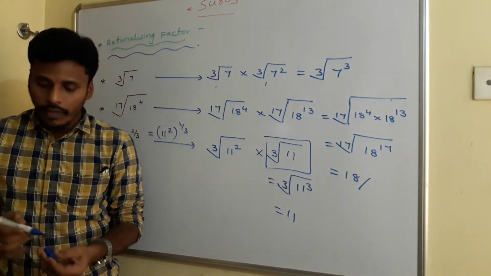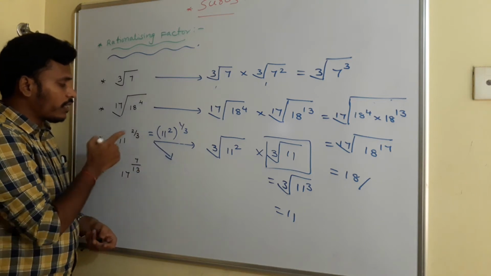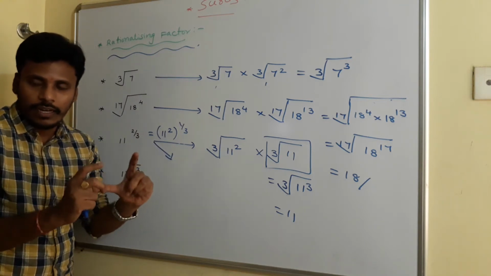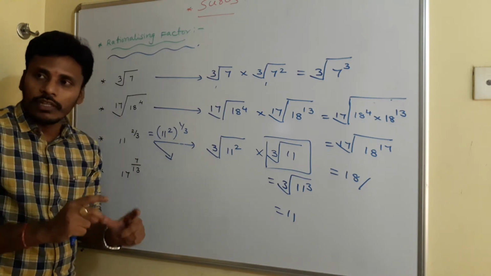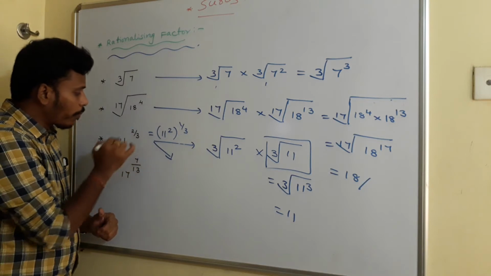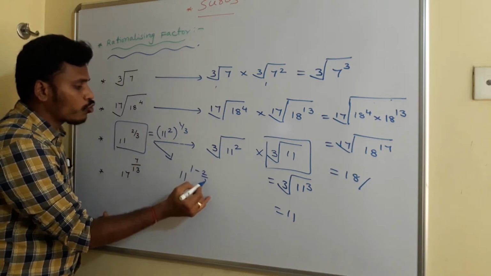Okay, this is one way. And another way of finding the rationalizing factor: this is 11 power 2 by 3. So what I am going to tell you is you need a rational number, right? Since it is 11 power 2 by 3, you need 11, right? So to make that as 11, you just multiply this 11 power 2 by 3 with 11 power 1 minus 2 by 3.